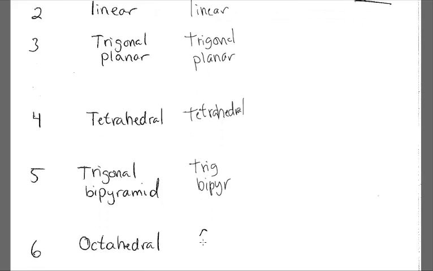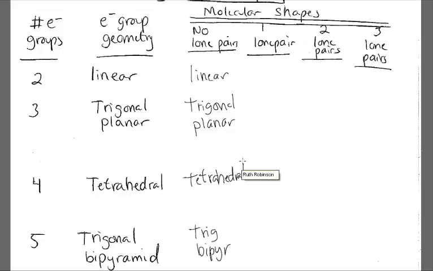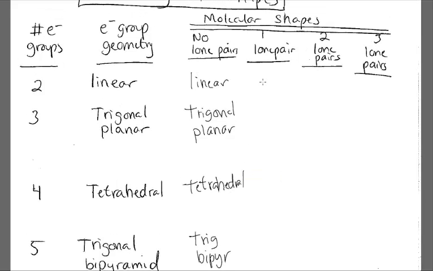I'll go down, do octahedral. I'm just going to abbreviate. Okay. If there is 1 lone pair, that doesn't happen with linear. There aren't going to be any lone pairs with linear. Okay, if there's 1 in trigonal planar, then it's bent. And that's as far as we go with that. In tetrahedral, if there's 1 lone pair, that is trigonal pyramid.